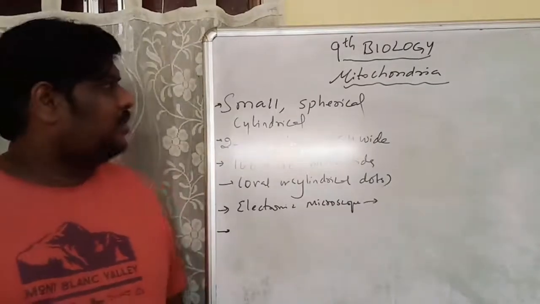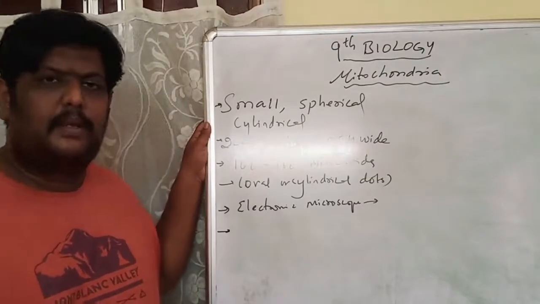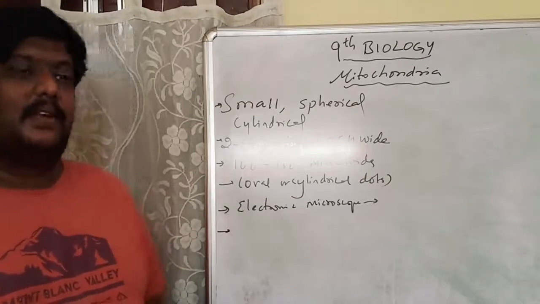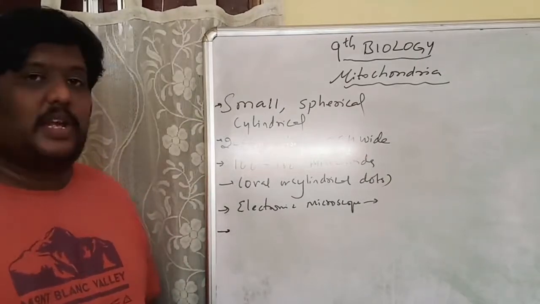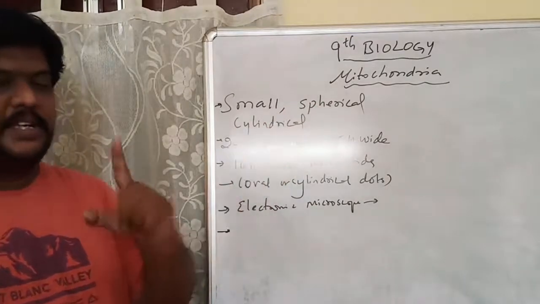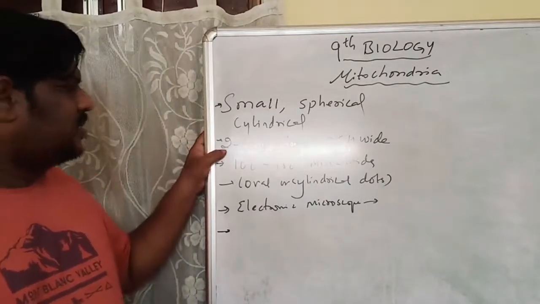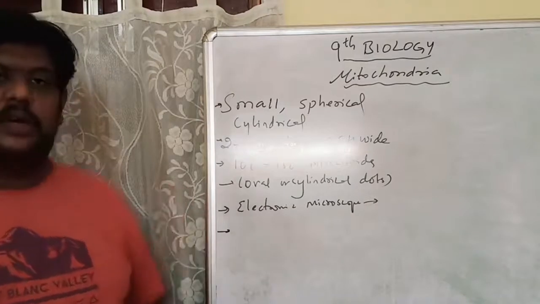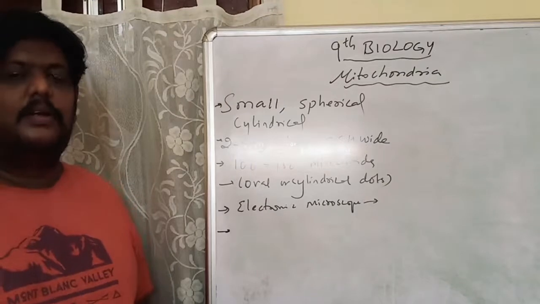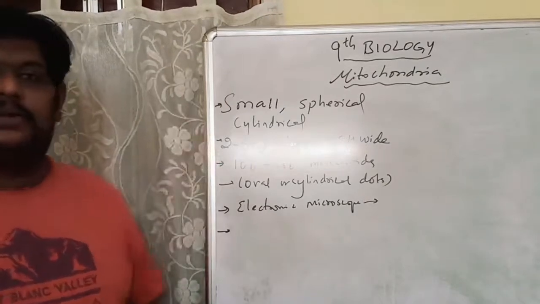If you observe the mitochondria, they are very, very small spherical, oval or cylindrical structures. Sometimes they are even thread-like. So that is their shape. That's the first point. The second point is their size. It is 2 to 8 microns long and 0.5 microns wide. Micron is a very small unit of measurement. So 2 to 8 microns long and 0.5 microns wide.